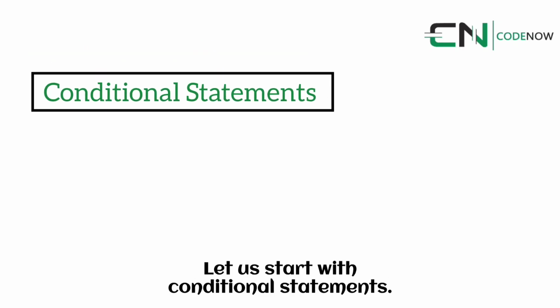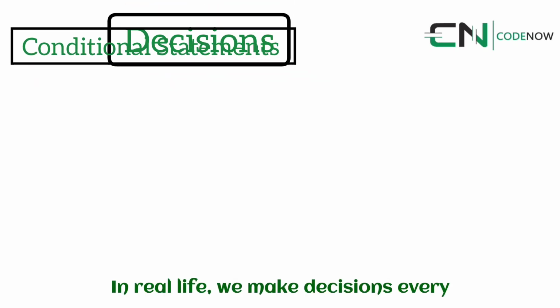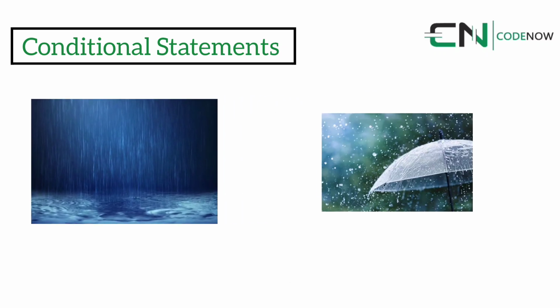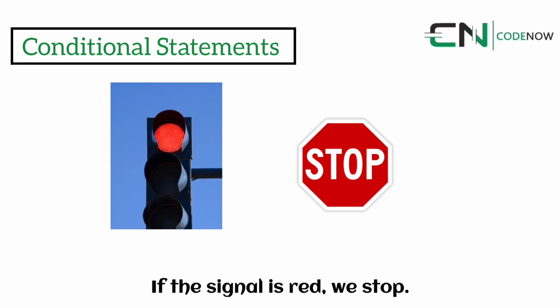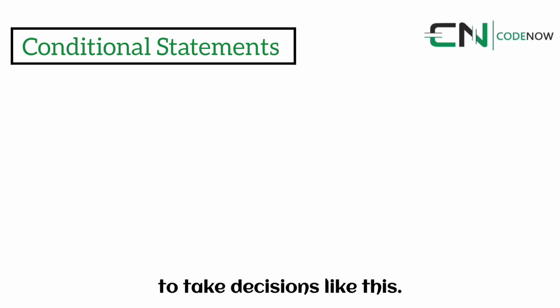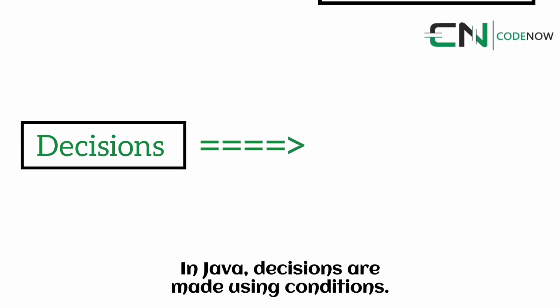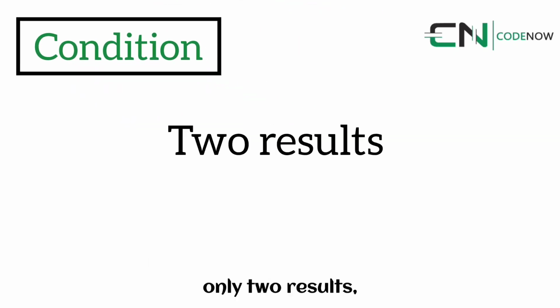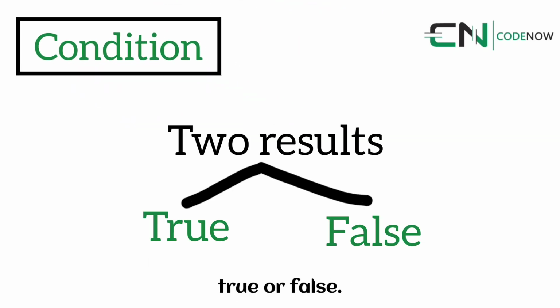Let us start with conditional statements. In real life, we make decisions every day. If it is raining, we take an umbrella. If the signal is red, we stop. In programming also, we want the computer to take decisions like this. Decisions are made using conditions. A condition is something that always gives only two results, true or false.